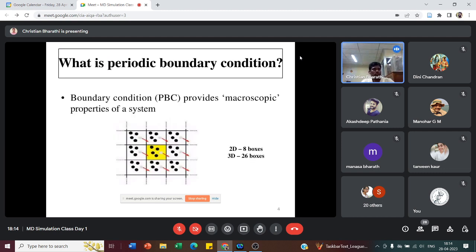And the next important concept is periodic boundary condition. Periodic boundary condition is defining the whole molecular system. So we cannot do random molecular dynamics. The whole system has to be within a particular boundary. So the boundary has to be set, and the calculation becomes easy when we are defining the set.